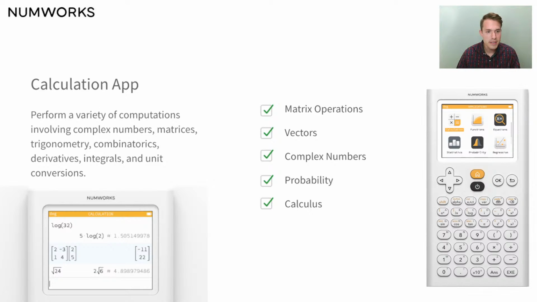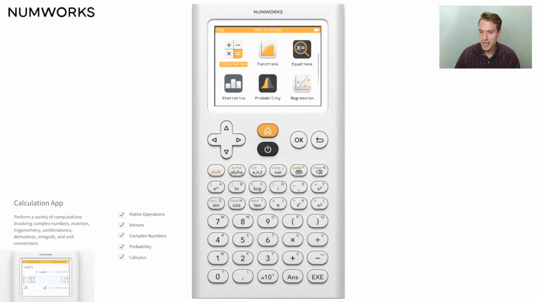So again, with the calculation app, this is a great place to perform a variety of computations that can include your complex numbers, matrices, trigonometry, combinatorics. You can even evaluate derivatives and integrals, and even do some unit conversion. So I'm gonna just enlarge my calculator here for you, and we're gonna get started.